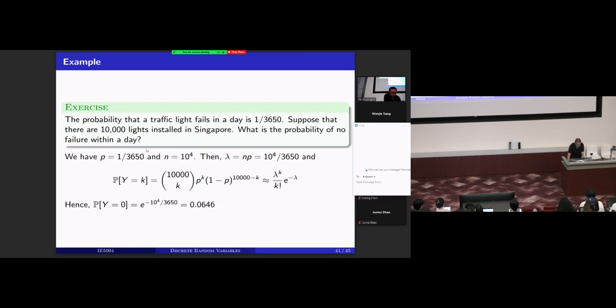From this example, you can see that even if each traffic light is pretty stable, which means that on average it can be used for 10 years, as long as we have a lot of lights in Singapore, the chance that there's no failure within one day will still be very small, right? And roughly speaking, it follows this expression. So this is 6%.